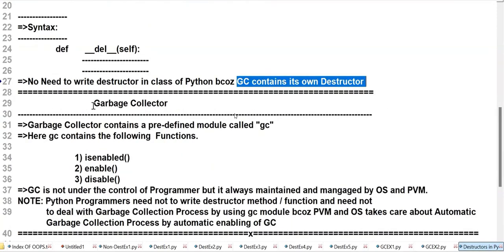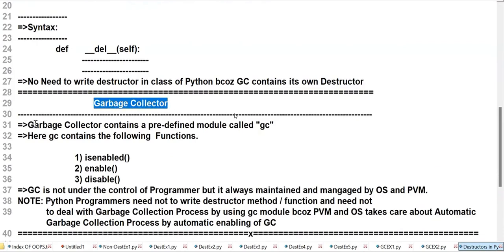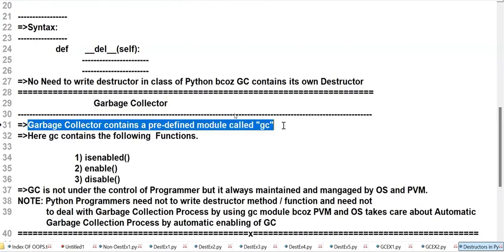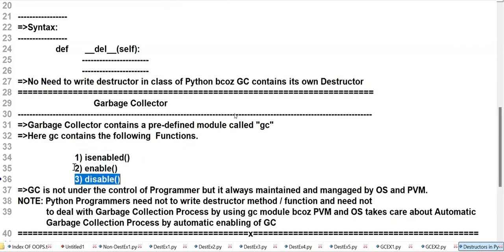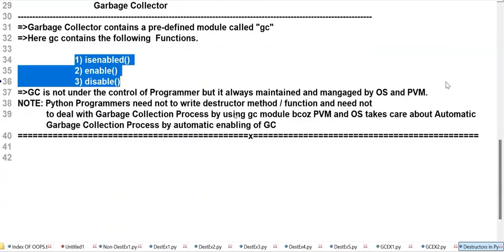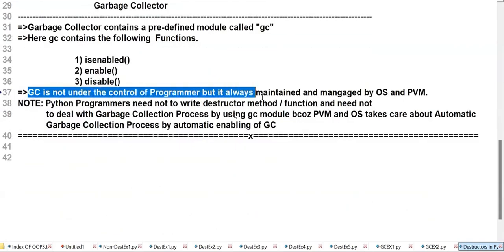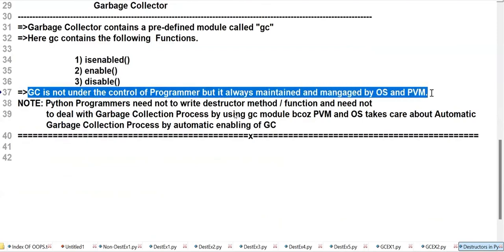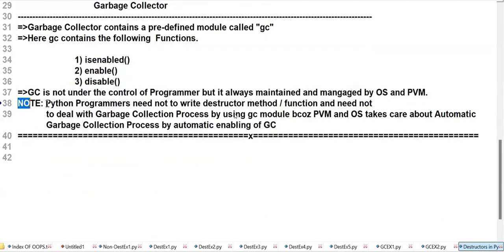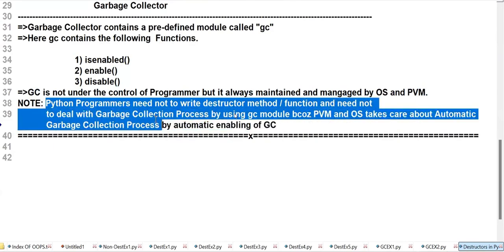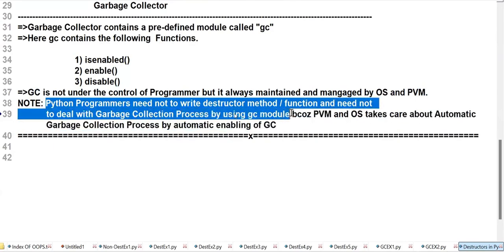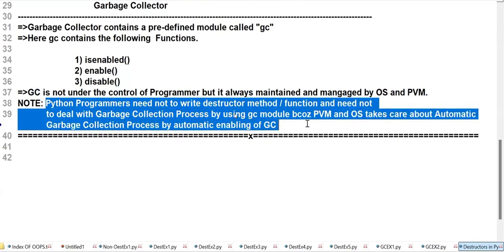Next, garbage collector. How simple it is. Garbage collector contains a predefined module called gc. gc contains the following: enable, disable, isenabled. GC is not under the control of the programmer, but is always maintained and managed by OS and PVM. So note, the programmer need not write a destructor method or function and need not deal with the garbage collection process by using the gc module, because the PVM and OS take care of the automatic garbage collection process by automatic enabling of GC. This is important.